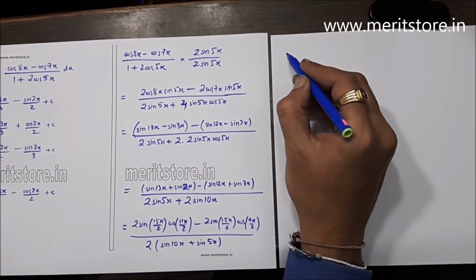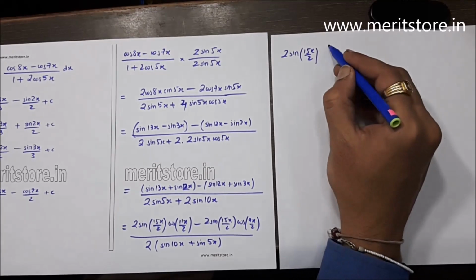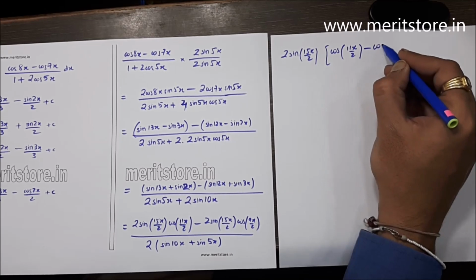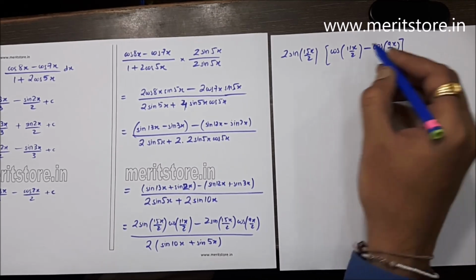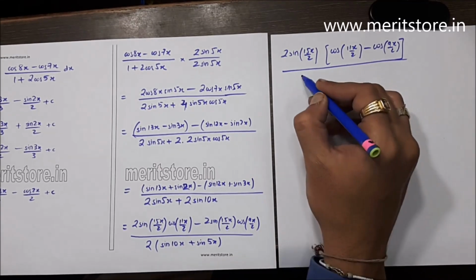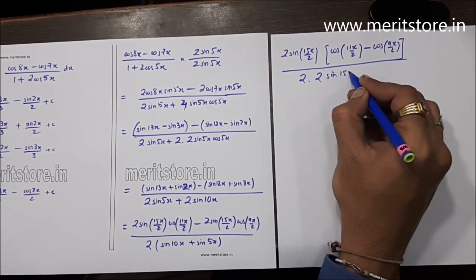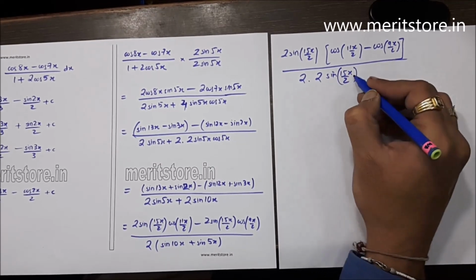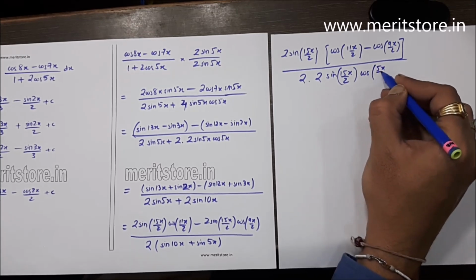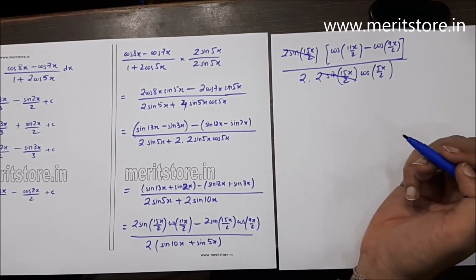Continuing, I am taking 2 sine 15x upon 2 common. In the numerator, I am left with cos of 11x upon 2 minus cos of 9x upon 2. In the denominator, after applying the formula of sine c plus sine d, I'll get this as 2 into 2 sine 15x upon 2 into cos 5x upon 2. 2 sine 15x by 2 and 2 sine 15x by 2 cancels.